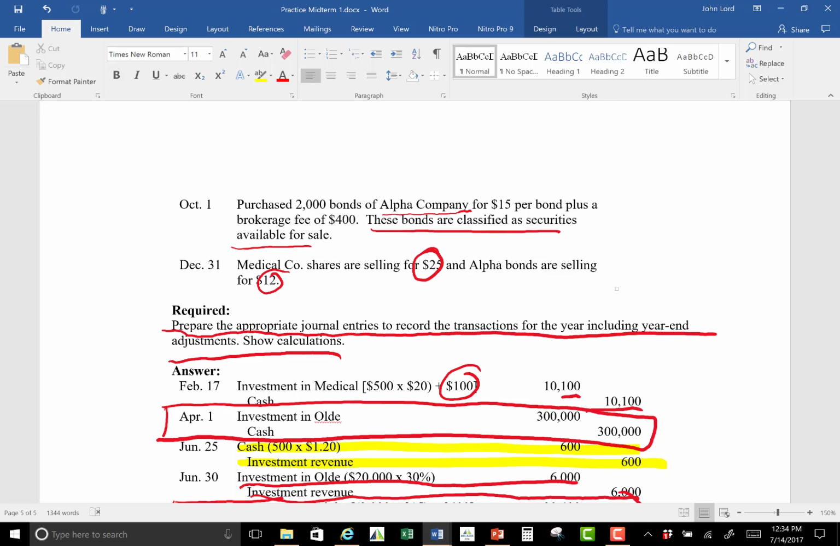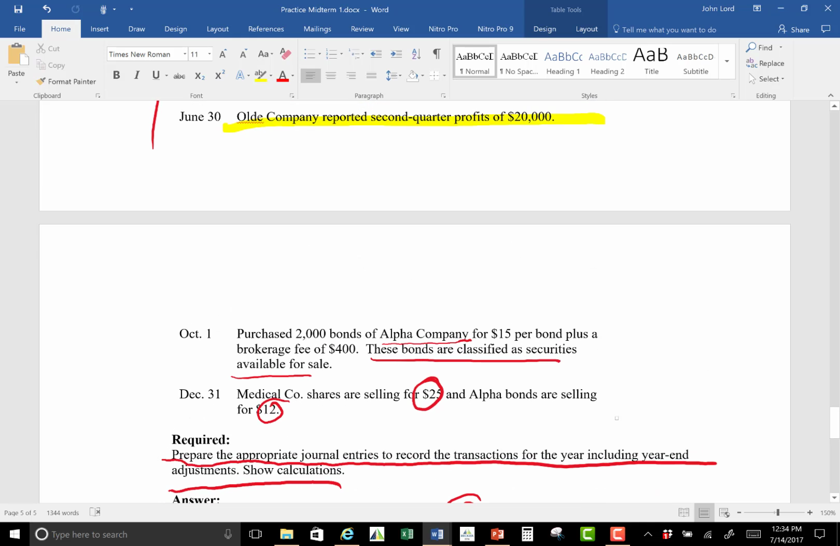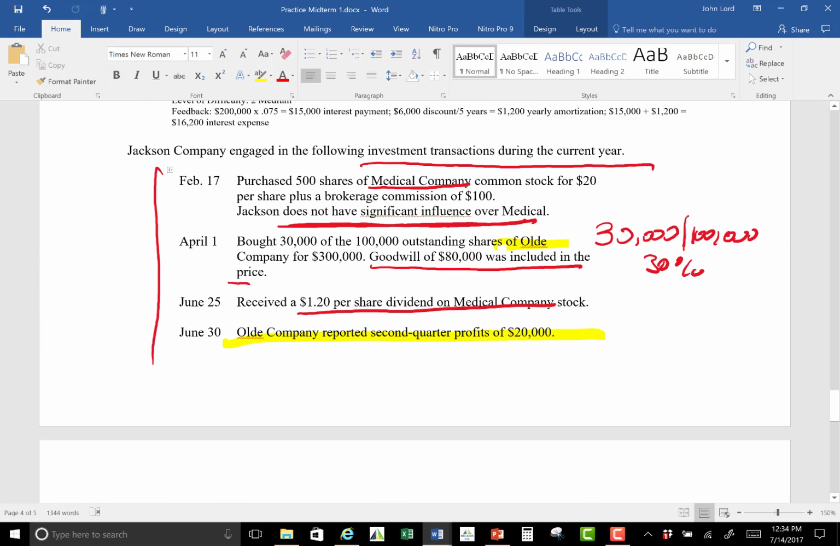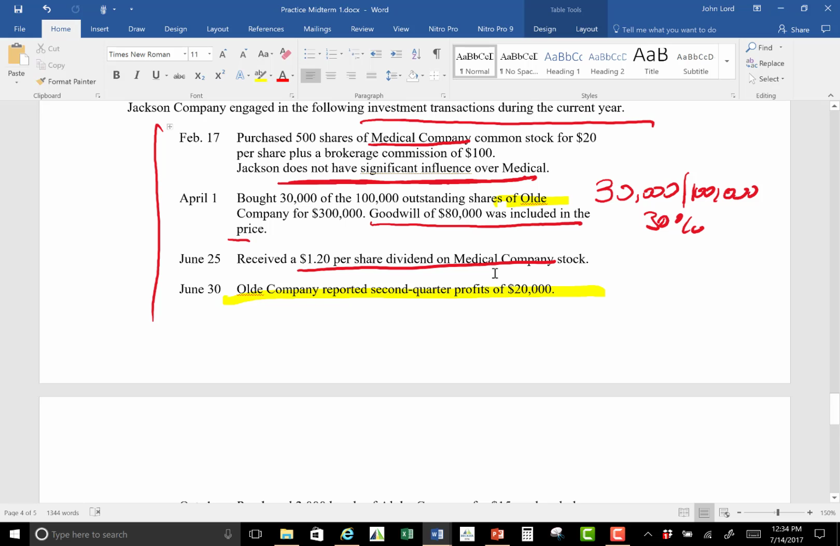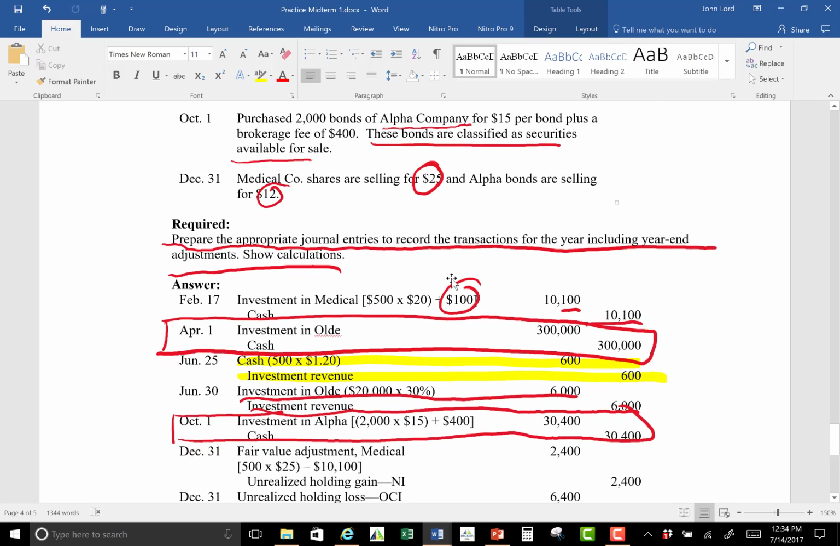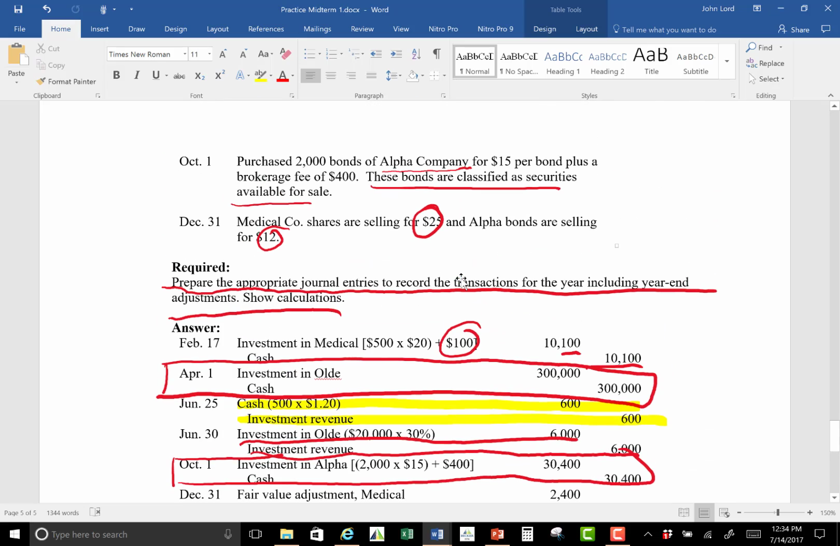Notice, and I don't know why they didn't do this, they were being nice to you in this question. What would have happened if they would have given me the fair value of Oldie? What would I do with that? Notice they didn't give me the fair value for Oldie, did they? No. They don't give me the fair value for Oldie. That's why I'm asking the question. They were being nice to you by not giving it to you.